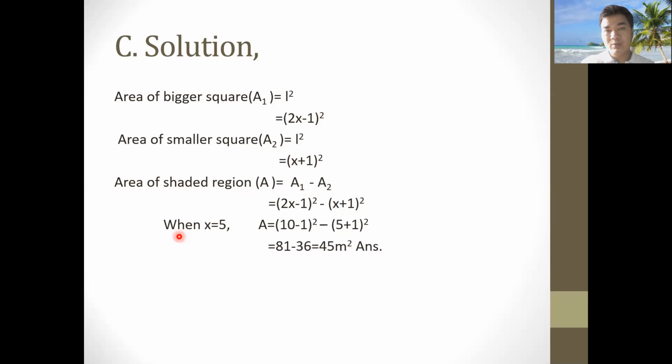Then the question says, when x equals 5, A equals what? 2 into 5 means 10, minus 1 whole square, minus x means 5 plus 1 whole square. 10 minus 1 means 9, 9 square means 81, and 5 plus 1 is 6, 6 square means 36. When you subtract 81 minus 36, you will get 45 meter square. This is the process to find the area of the shaded region.